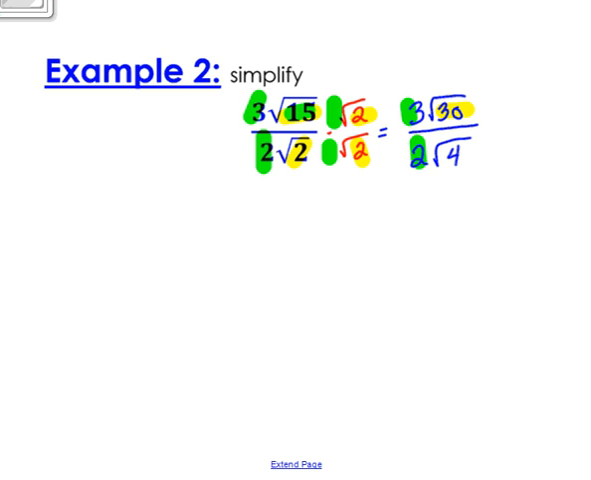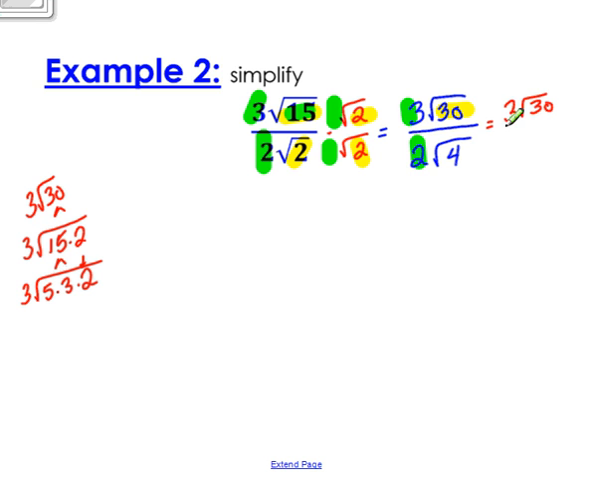Now we're going to see if we can simplify the top. When I go to simplify the top, I'm just going to rewrite it over here. 3 square root of 30. Let's see if we can break that down. I don't have any perfect squares that go in there, but if you're not sure, let's check. 30 is 15 times 2. 15 breaks down into 5 and 3. 2 doesn't break down. So 5 doesn't break down, 3 doesn't break down, 2 doesn't break down, so this doesn't get any simpler. It's just going to stay 3 square root of 30, because I can't make that any simpler than it already is. If you could, you would.